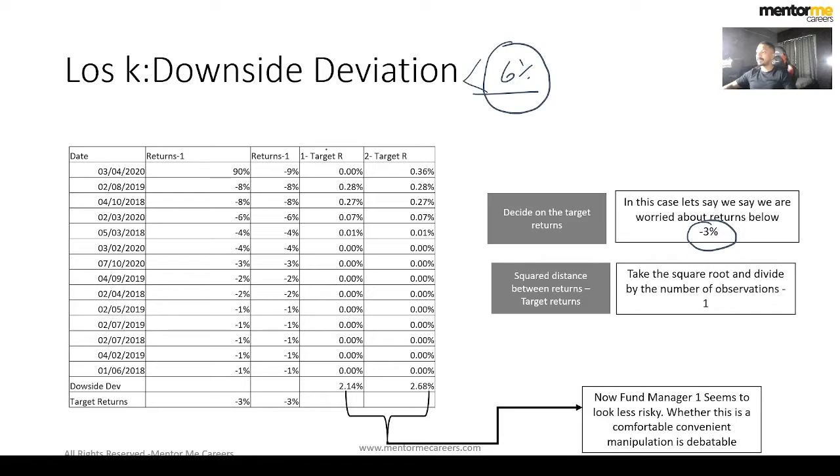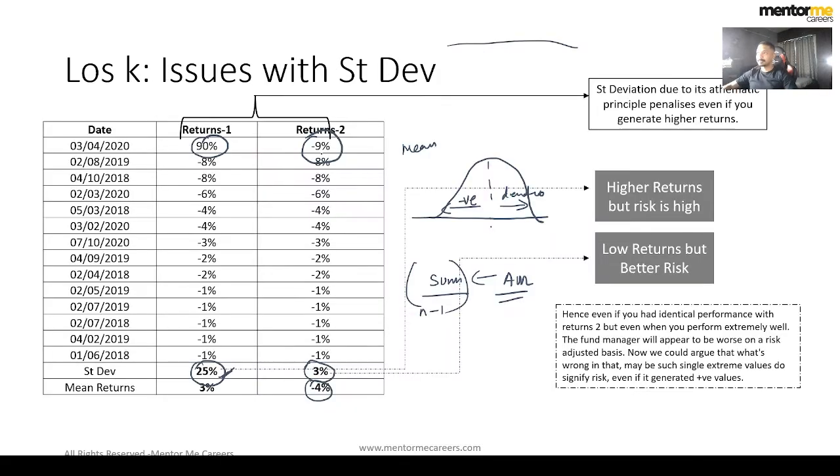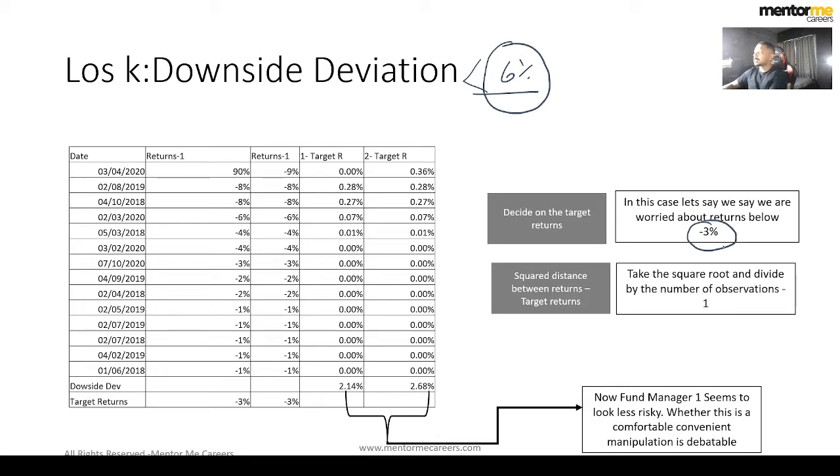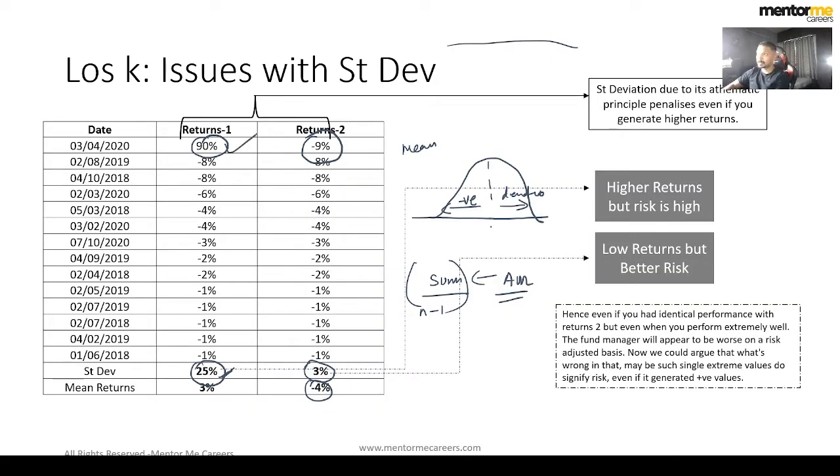So for example, this is my first target. We're taking the same values as in the previous sheet, and we are just looking at a target deviation of minus 3%. And if we calculate the deviation, then my deviation comes down to 2.14% from 25%. And for the second returns, it is now higher than the first one. It's about 2.68%. So of course, now the first fund manager looks better, but it's arguable whether even the higher returns which the fund manager has generated here should be considered a good thing, because higher deviation always comes at a cost of risk.